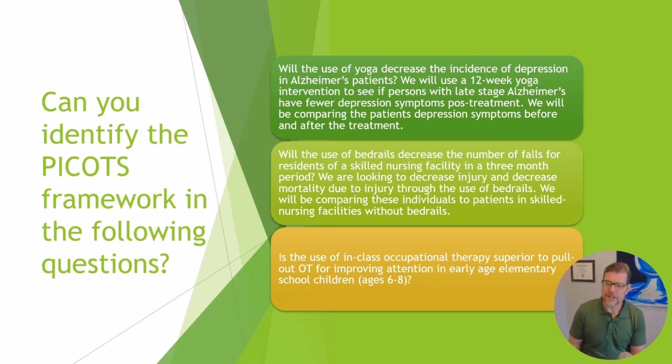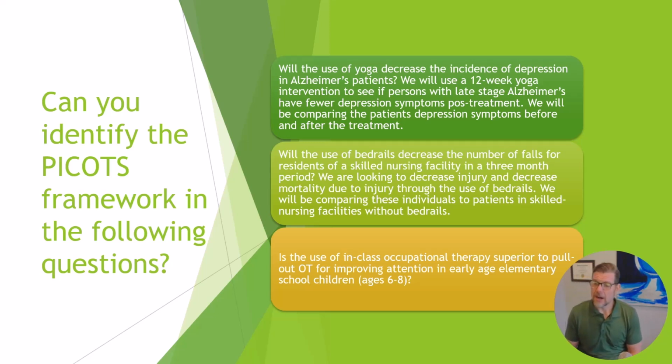So let's first ask ourselves, P, population. What's the population? It's Alzheimer's patients. I, what's the intervention? The intervention that we're going to be using is a yoga intervention. Okay. C, what's the comparison? Well, the comparison in this case is going to be a before and after. We're going to compare the Alzheimer's patients before, and we're going to compare the Alzheimer's patients after.